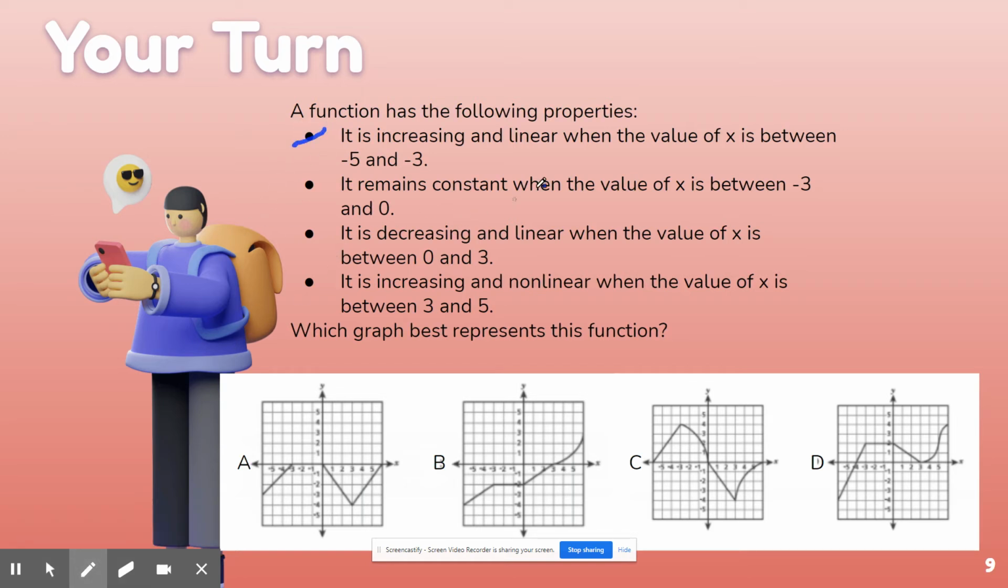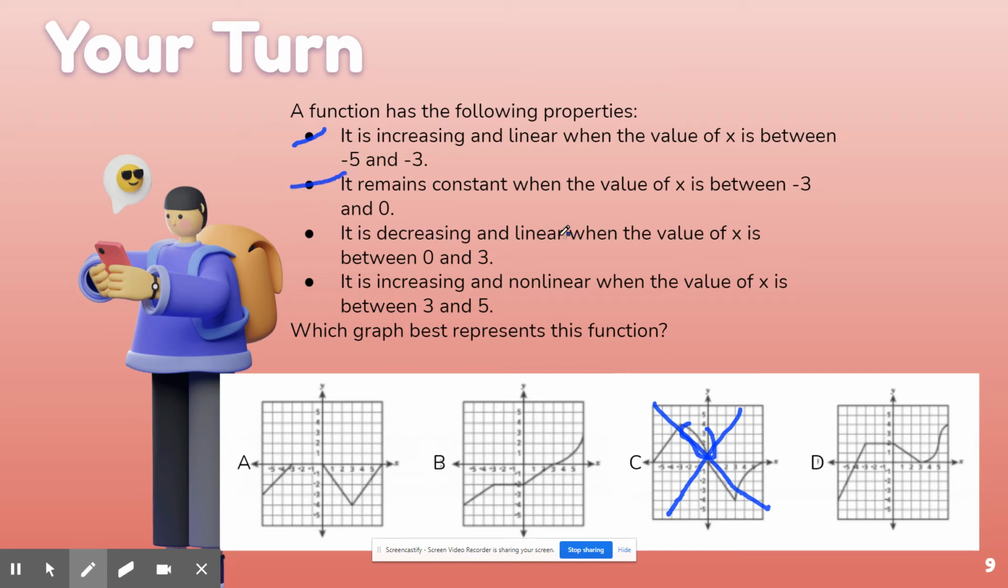It says it remains at a constant when the value of x is between -3 and 0. This flat part would be constant. This is not a flat part, so it cannot be C. It could be D because it's flat.